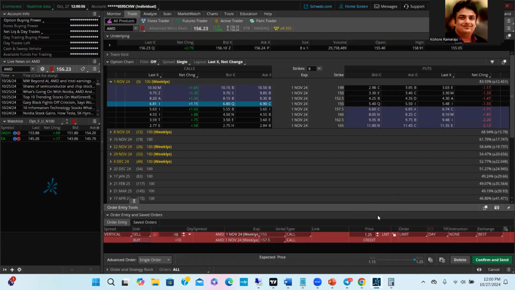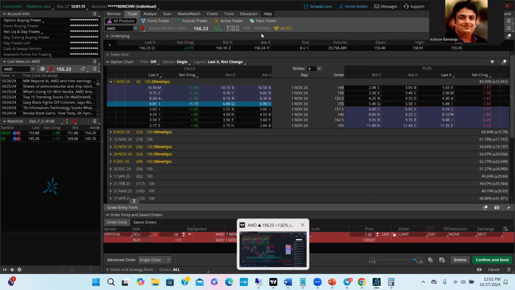In the same way, you always want to collect the credit. If you are bearish, you do the bear call spread. If you are bullish, you do the bull put spread. Then 90% of the time you will make profits. Right? So is that making sense?